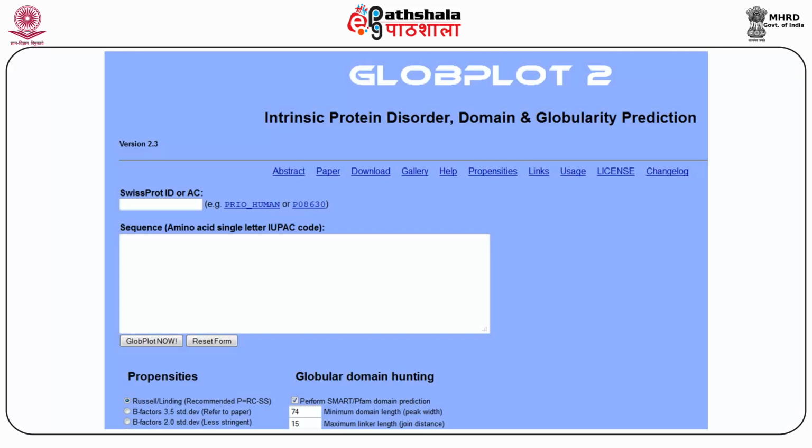Then we discuss the very important tool GlobPlot2, which identifies intrinsically disordered domains in a given protein structure. In a protein with a given sequence, it is not necessary that all components of the protein form the proper 3D structure. So many structures form intrinsically disordered proteins. You can locate how many disordered regions are present in a protein by using this tool, or you can simply submit the sequence and you get the information in the form of output.